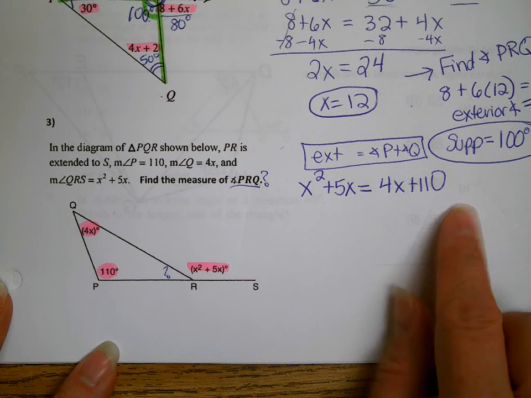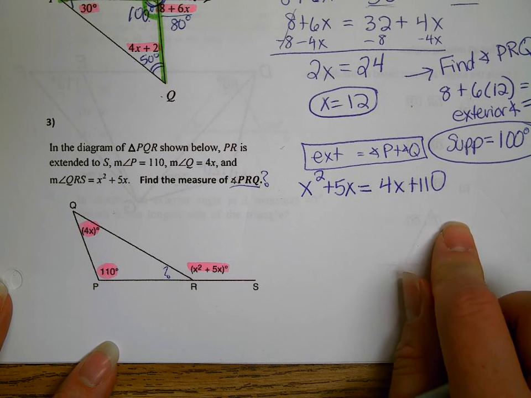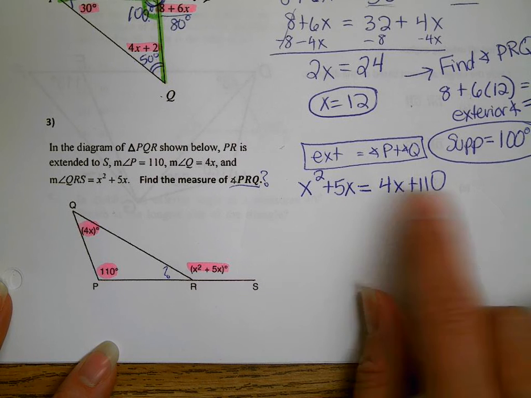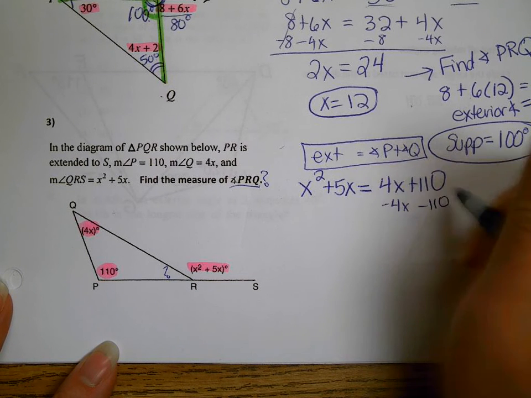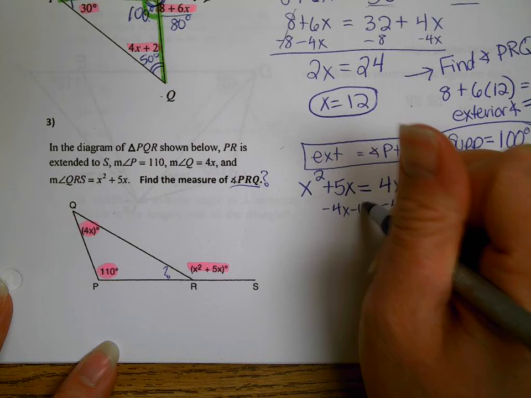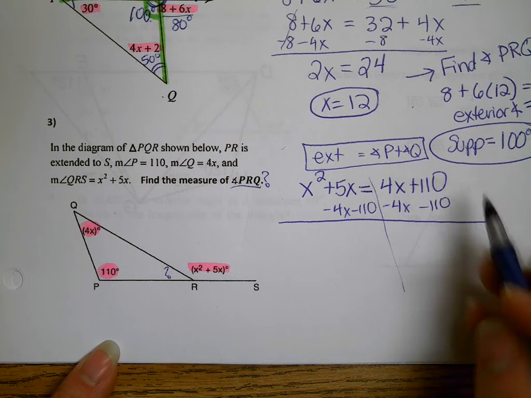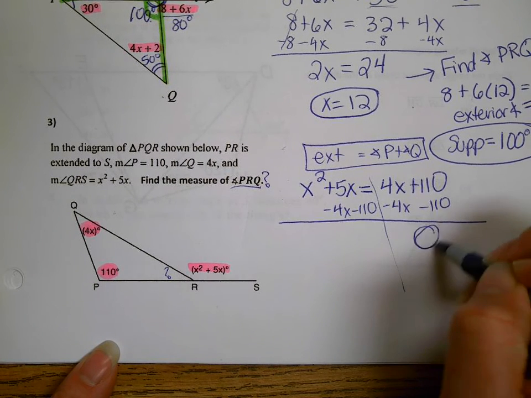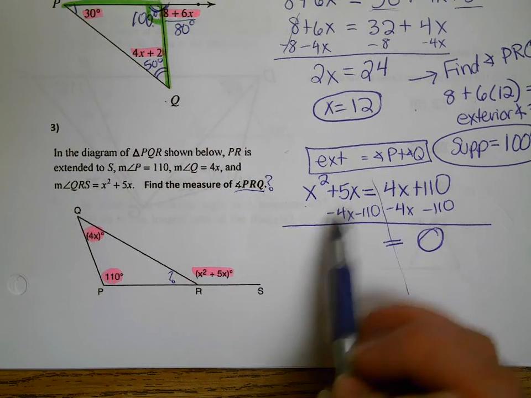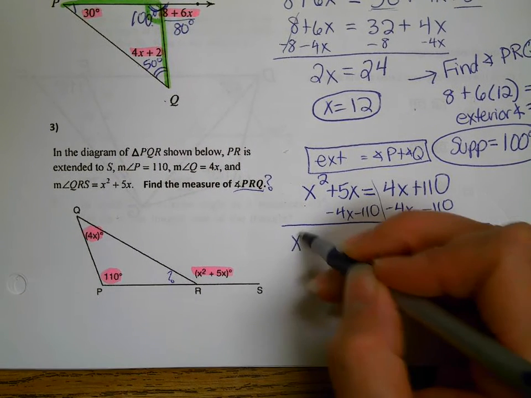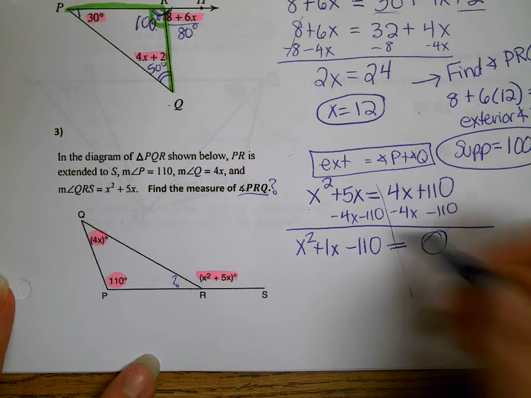Now in this equation, we need to get a 0 on one side of the equation over here. So we're going to subtract over 4x and subtract over 110. So subtract 4x, subtract 110. So if we try to keep our equation balanced, the right-hand side here becomes a big 0 equals x squared, 5x minus 4x is 1x, positive 1x, minus 110.